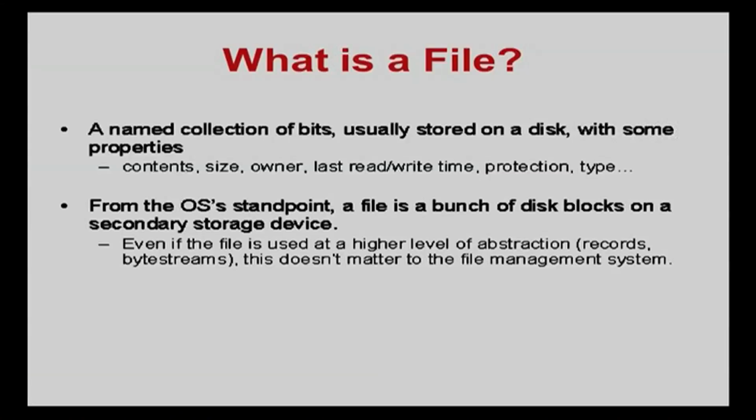So, before we go to that, let us look at what we mean by a file. It is nothing but a named collection of bits, and usually it will be stored on a disk, and it has some properties. It will have contents, it will have size, it will have an owner who owns this file, it will have a last time that you have read or written onto the file, it will have a protection, write protection, read protection, and it will be a type of file like direct access. We will come to this type later.